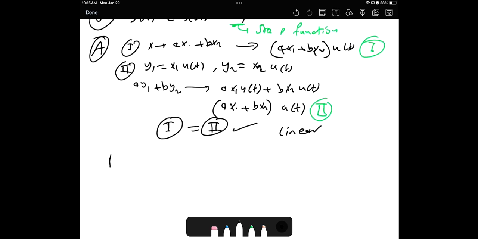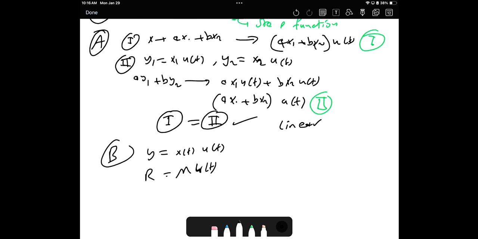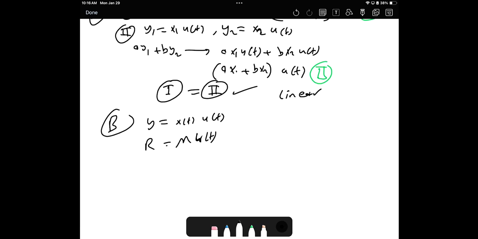Let's go to part B. To check stability, we have y equal to x of t, u of t. Let's substitute y by r equal m times u of t. U of t is a step function, so how does the function look? It's actually r equal to m when t is larger than 0, and 0 when t is less than 0. So as a result, does this go to infinity? No, it will not go to infinity, therefore it is stable.